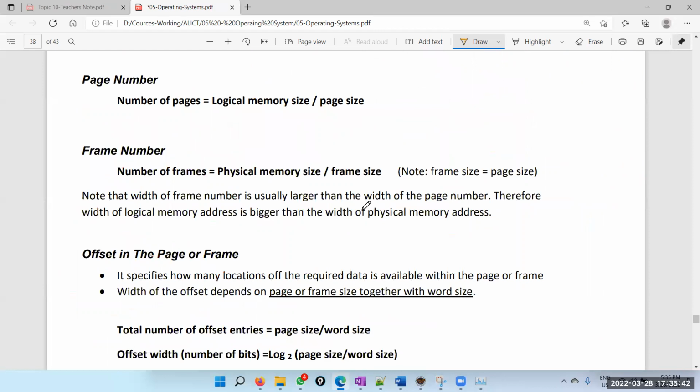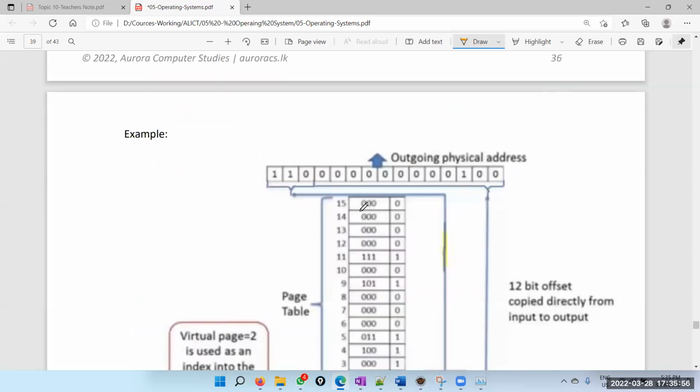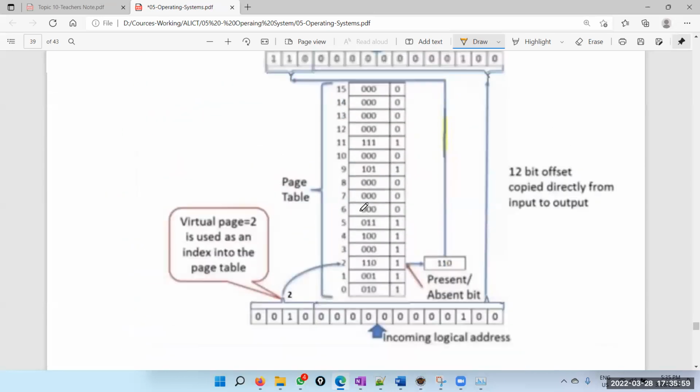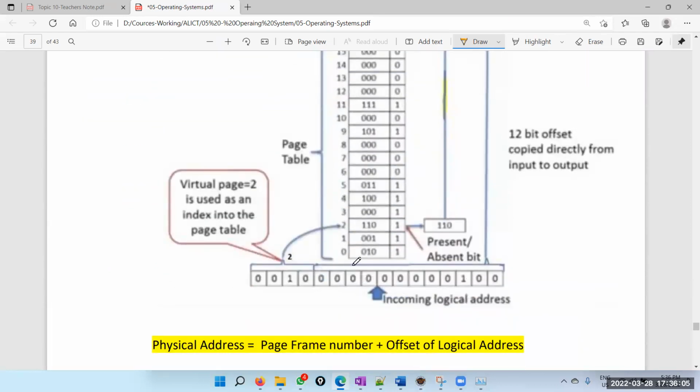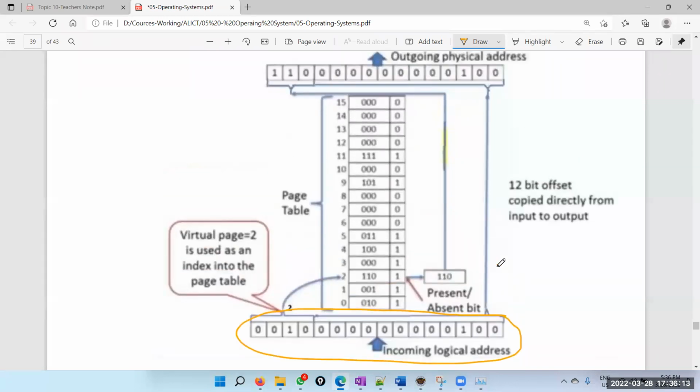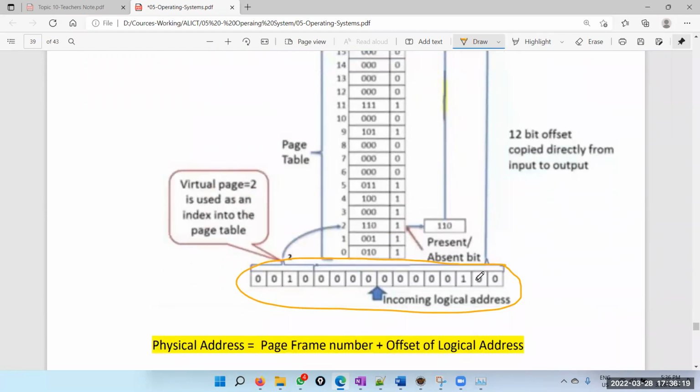Now the examiner can give many different questions in this particular area, because it is an interesting area as well. Now let's take a practical example. Assume that this is my logical address, and I want to find out what the physical address is. In the question they have to tell you where this margin separation is, otherwise you can't do it.